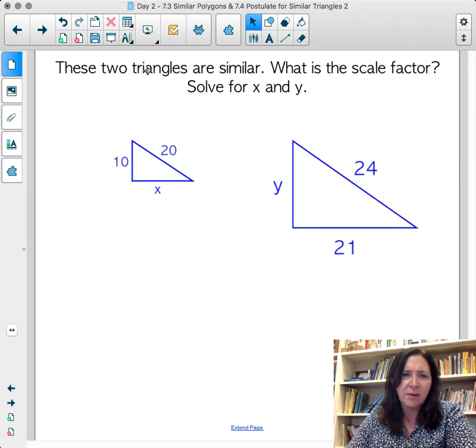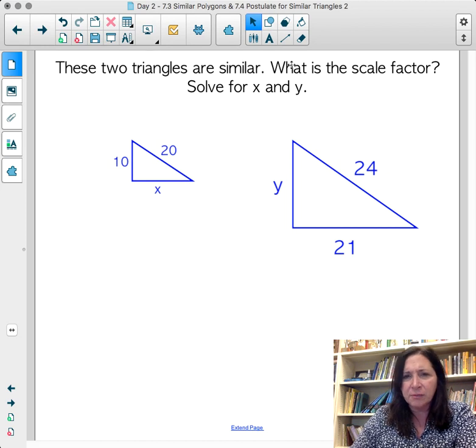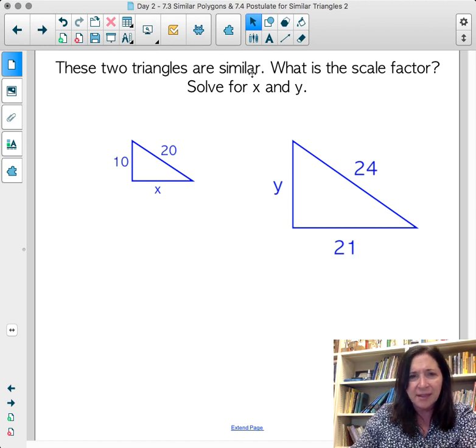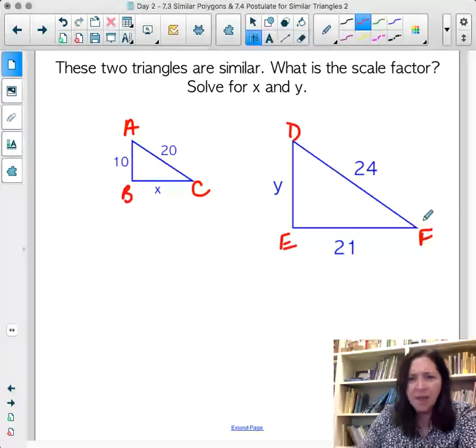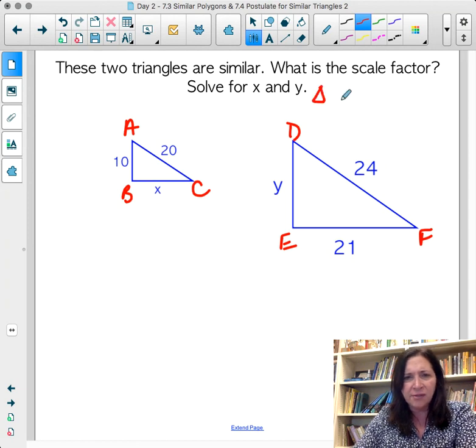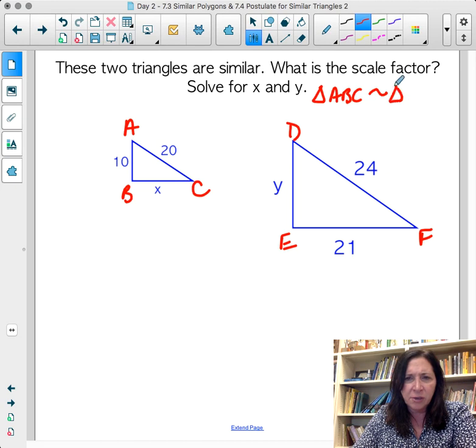So next, these 2 triangles are similar. What's their scale factor? They told me that they were similar. And just for fun, I'm going to label these. I'm going to call this A, B, and C, and let's call this D, E, and F. The reason I want to do that is to remind you how you would write this. You would say triangle ABC is similar to triangle DEF.